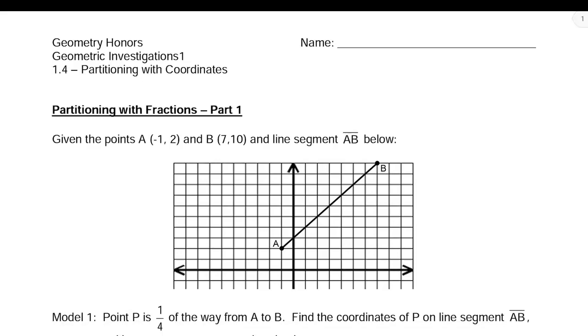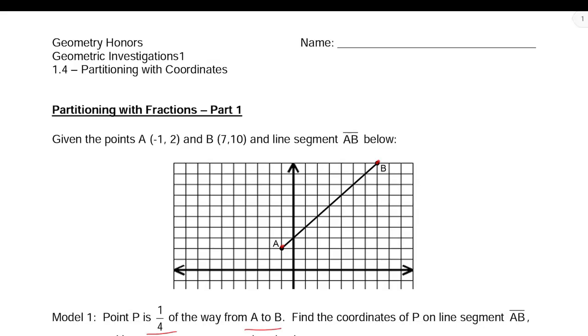Point P is 1/4 of the way from A to B. So that's a direction. They're telling us we're going from point A to point B, and point P is located 1/4 of the way. So what we could do is look at the distance between A and B. Now I know the segment connecting them is on a slant, but you could look at their distance and break it down horizontally or vertically.